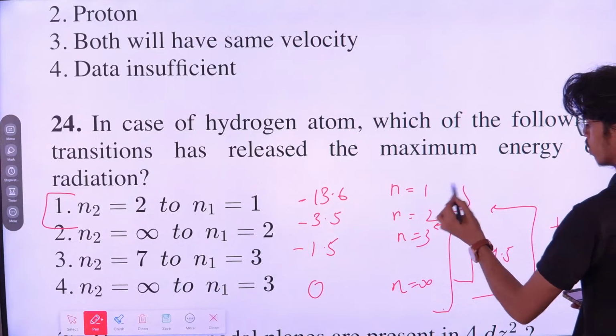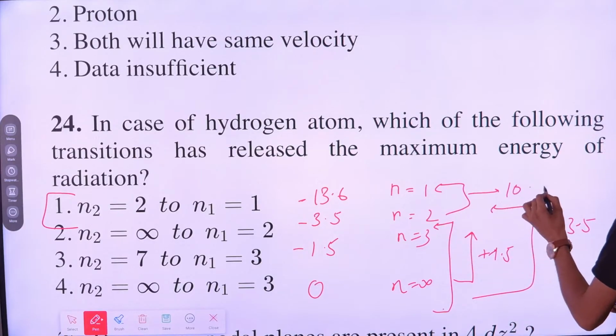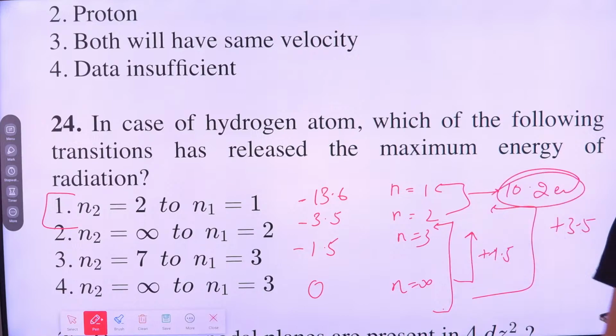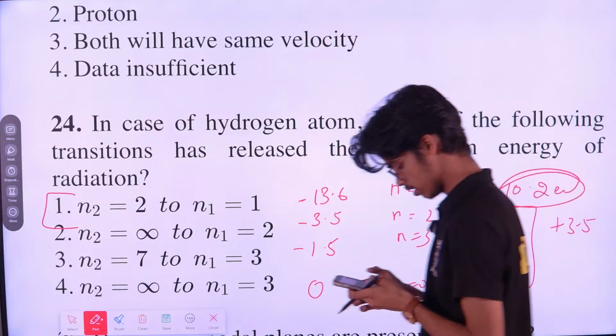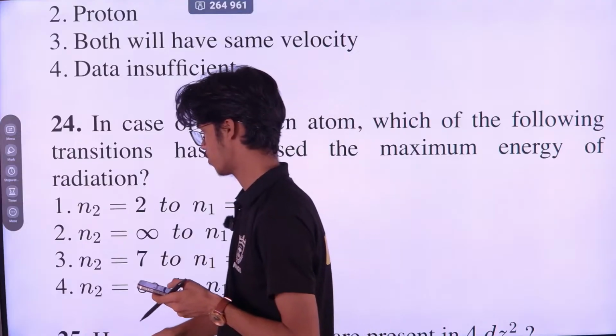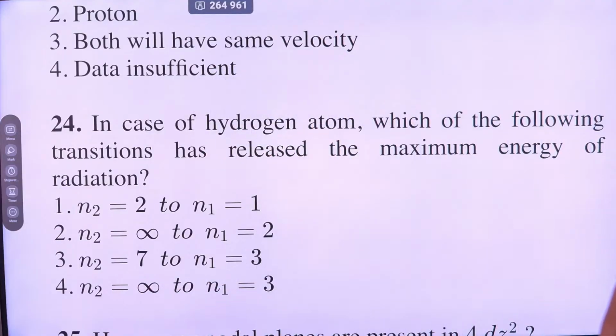But if you go from 2 to 1, the energy required is 10.2 electron volt, and that is the highest energy change. Got it? That's why. Priya Jyoti, I hope you have got the answer and what you are doing wrong. Wait, I have some calculation which I can show you. Let me show you the calculation.